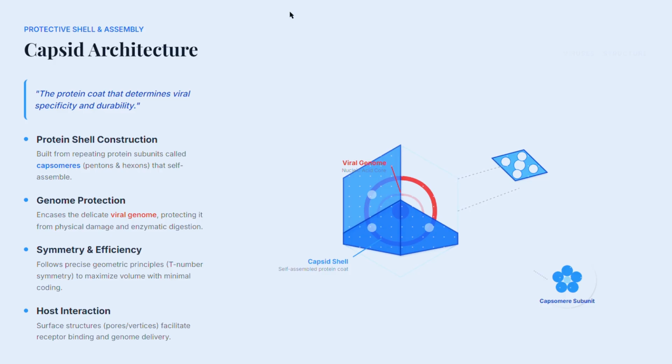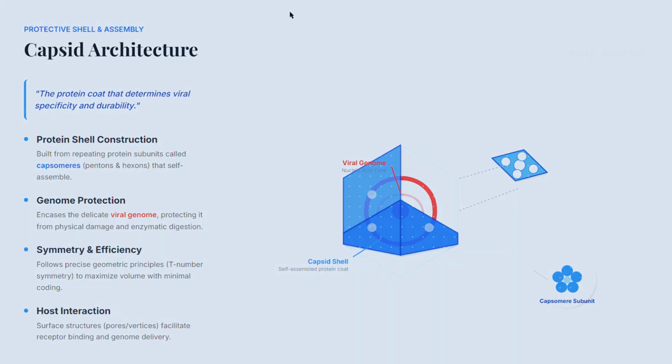The assembly follows symmetry and efficiency. It uses precise geometric principles, often described by a T number, to create the largest possible internal volume using the smallest amount of genetic coding. It's an efficient design.